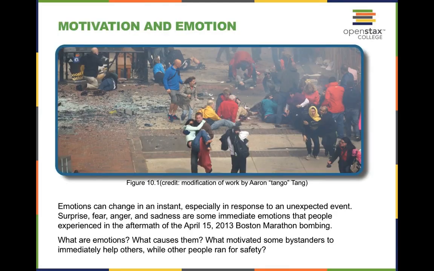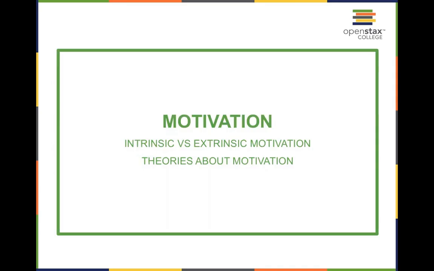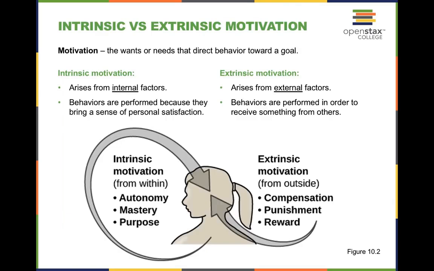What we're going to be doing throughout this chapter is distinguishing the difference between motivation and emotion, as well as looking at different theories of both motivation and emotions. Whenever it comes to motivation, we can usually distinguish between intrinsic versus extrinsic motivation. We're going to dive more into that and then move on to the theories. To give a definition, motivation is the wants or needs that direct behavior toward a goal.